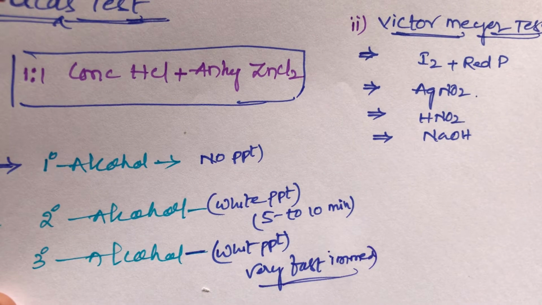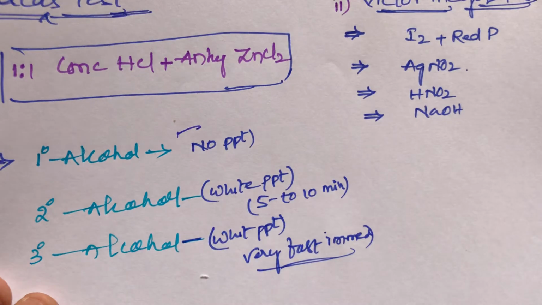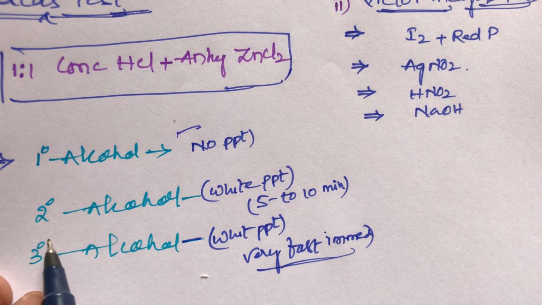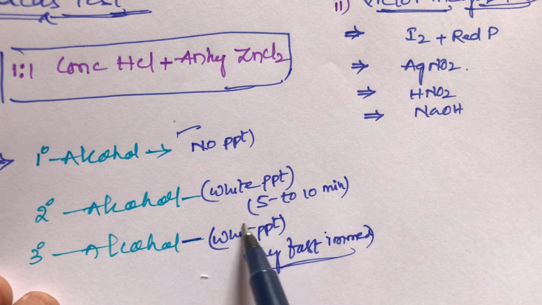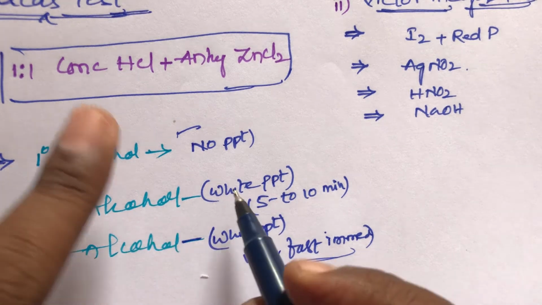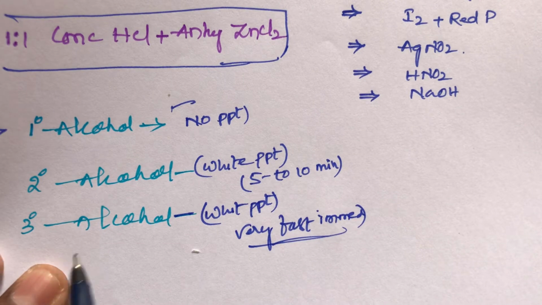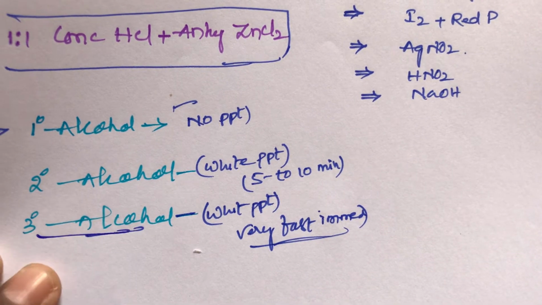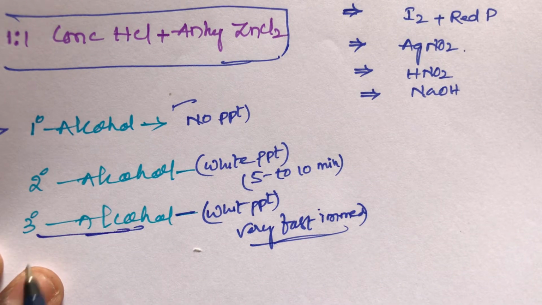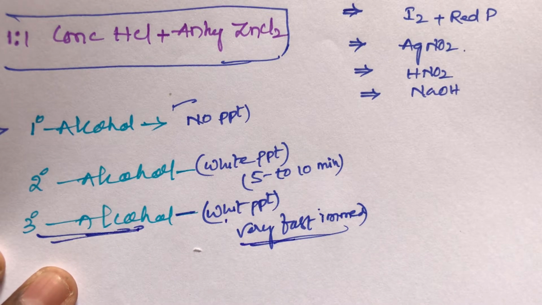So Lucas reagent reacts with primary alcohols: no precipitate. Secondary alcohols give a white precipitate after 5 to 10 minutes when Lucas reagent is added. But when Lucas reagent is added to tertiary alcohols, it gives a white precipitate within a fraction of a second, very fast.